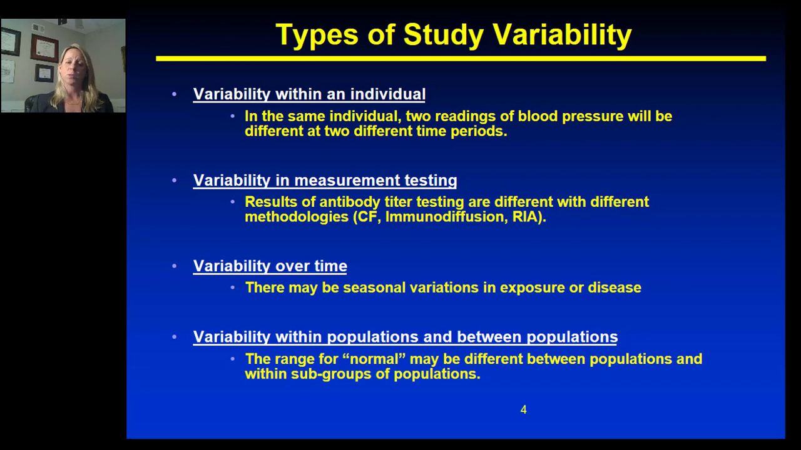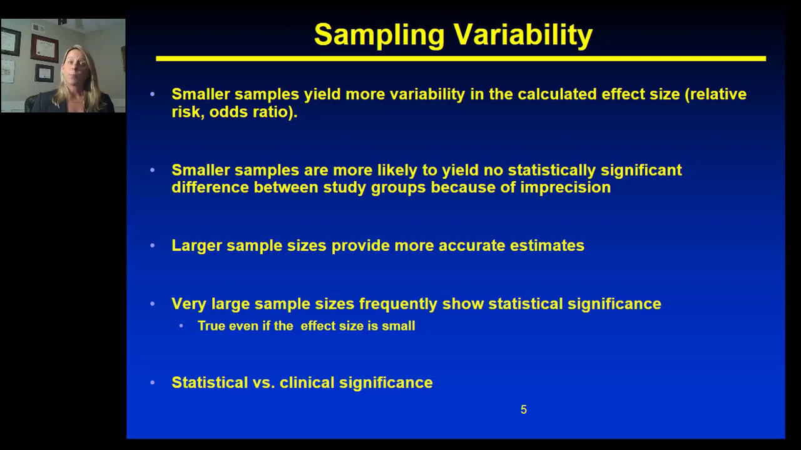You can have variability within populations as well as between populations. And this, again, is driven by how the study populations are chosen and then how the sample from that population is derived. So that brings me to sampling variability. And the idea is that the smaller a sample is for the particular study that we're performing or reviewing, the more variability there will be in the calculated measure of association. That hopefully is somewhat obvious to you. Small sample sizes yield large variability.